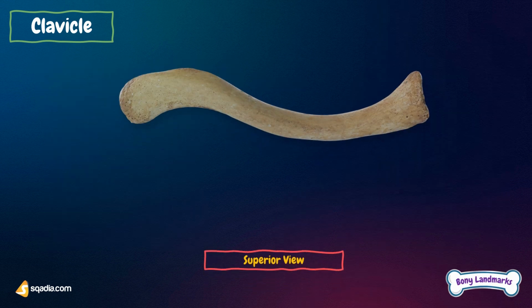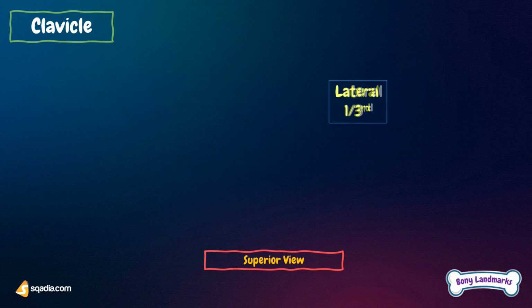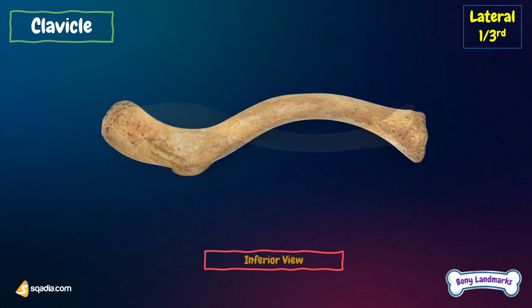Now let's talk about the shaft of clavicle. The shaft is divisible into the lateral 1/3 and the medial 2/3. The lateral 1/3 of the shaft has two borders, anterior and posterior. The anterior border is concave forwards. The posterior border is convex backwards.